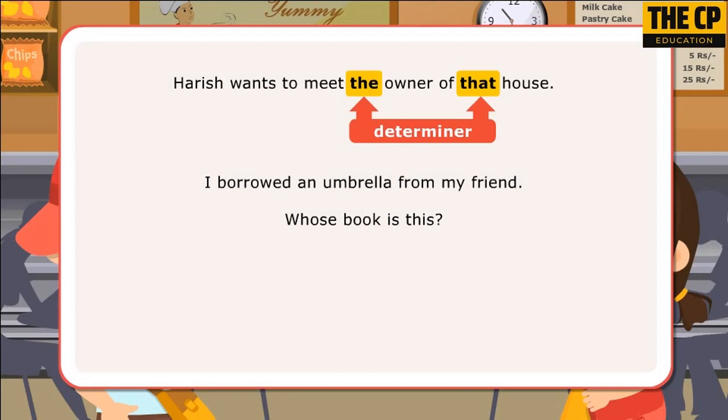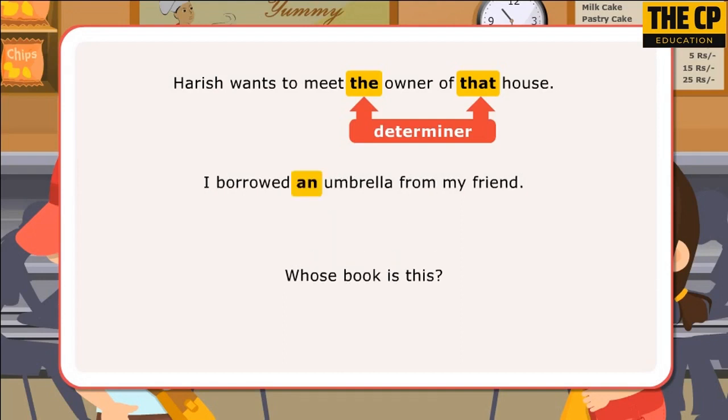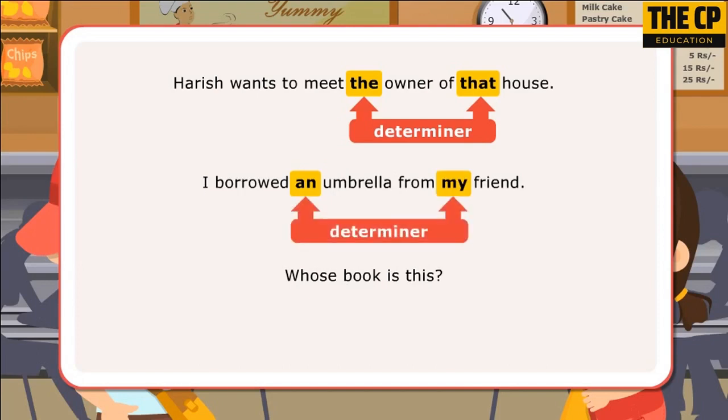In the next sentence, an and my are determiners, since they give some information about the thing borrowed and also tell from whom it was specifically borrowed. In the third sentence, whose is a determiner, since it precedes a noun and asks something specifically about it.